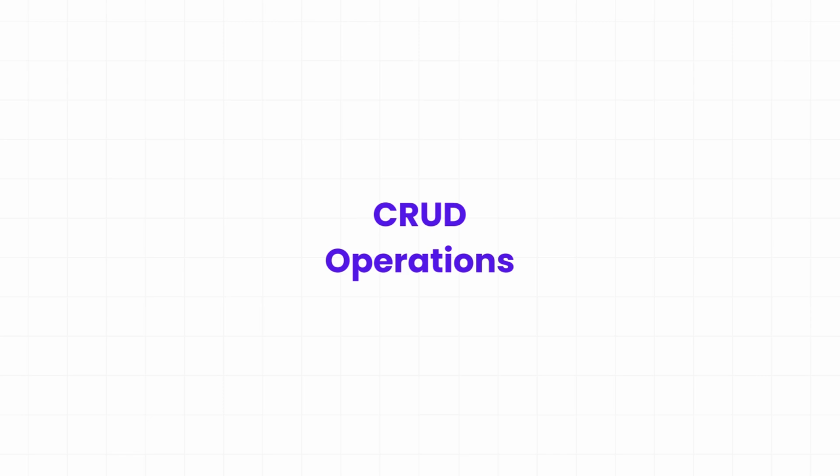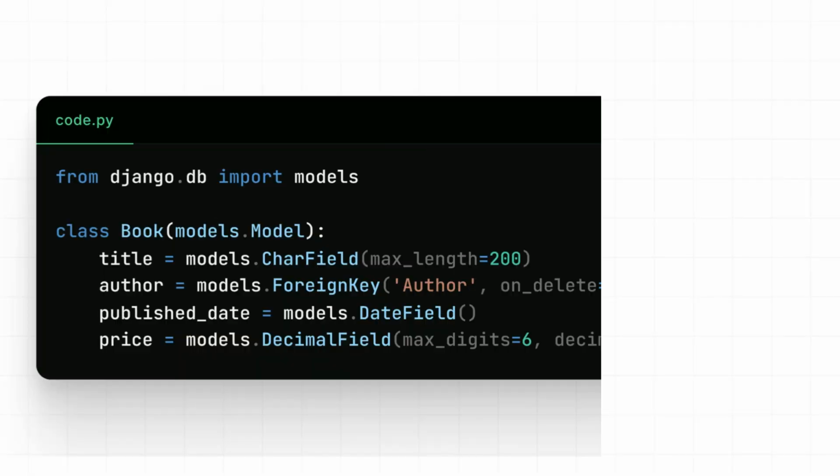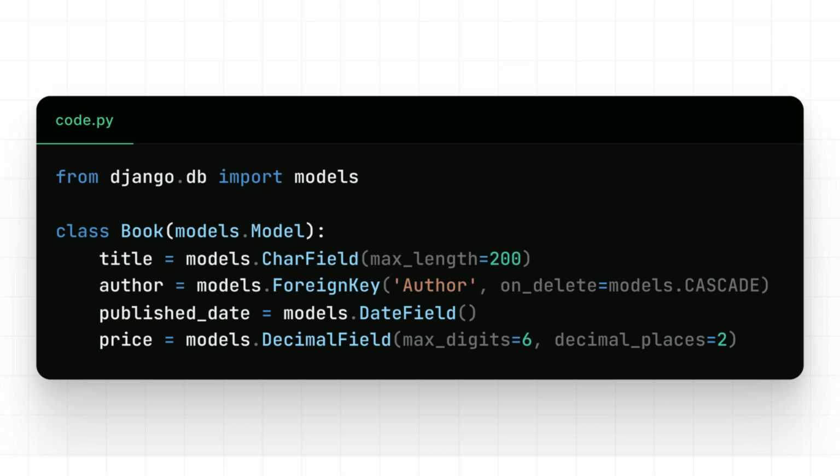The ORM translates these actions into SQL behind the scenes, so you can focus on your app, not your database syntax. Let's look at how Django ORM, one of the most popular ORMs for Python, works in practice. Here's how you might define a simple book model. Let me walk you through this code.